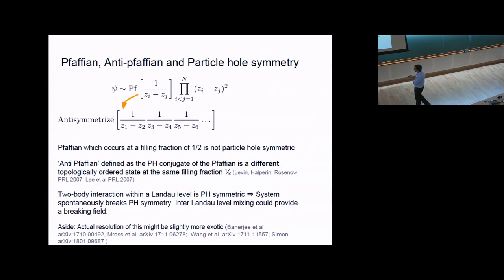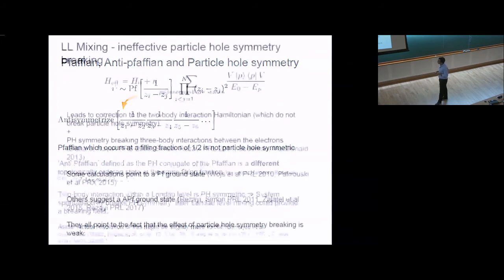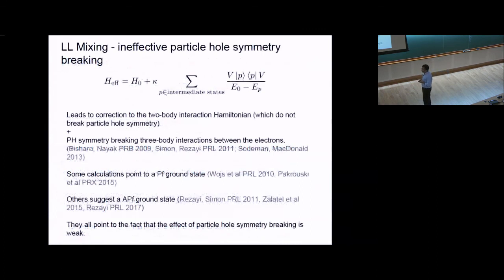This won't be discussed in this talk, but the actual or possible resolution of this might be slightly more exotic, and these are results from very recent experiments and theoretical work. But I'll continue with some inferences from the previous conjecture. The effect of Landau level mixing can be studied by looking at scattering from higher Landau level intermediate states. This leads to corrections to the two-body interaction Hamiltonian, the main, prominent part of the Hamiltonian, that do not break the particle-hole symmetry, plus three-body interaction terms that actually break the particle-hole symmetry.